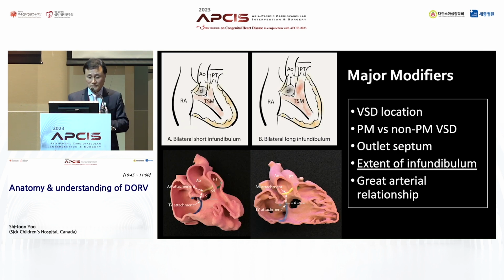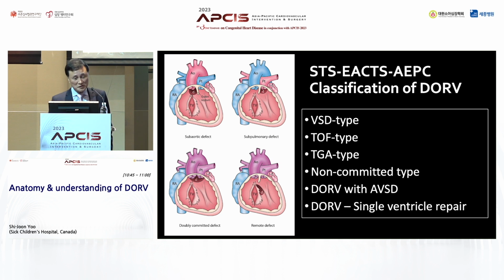Okay. So this is what I was talking about, extent of infundibulum. Drawing is actually much easier. I intentionally made the inside of the heart exactly the same. What if the infundibulum is short? What if the infundibulum is long? Distance also depends on the extent of the infundibulum. Therefore, you need to describe the extent of infundibulum, and then also the great arterial trunks. Okay, so it is a little bit too complex.